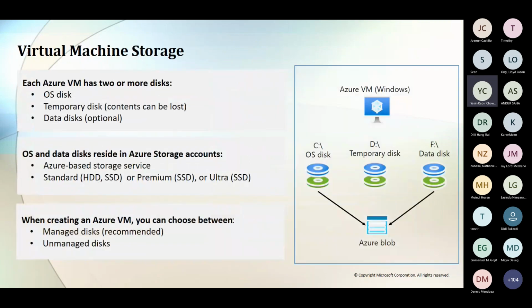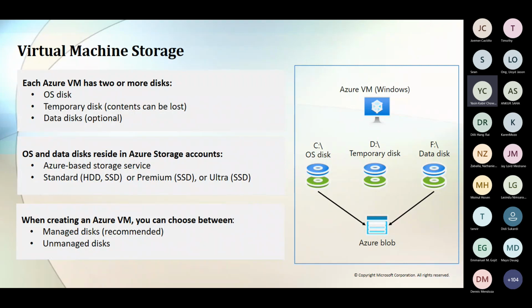Virtual machine storage. Every virtual machine needs some storage. Without storage, how will you put your data and your OS? Normally, each Azure VM has two or more disks. Basically, two disks. One is the OS disk. The OS disk means the operating system will be stored on this disk.